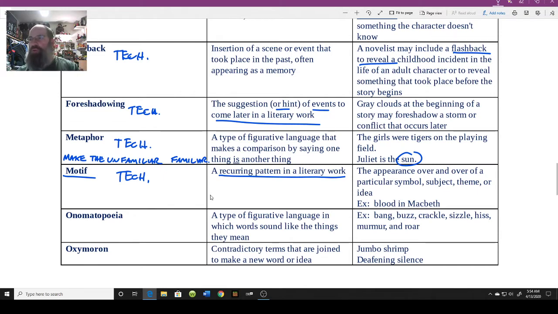I told you to not worry too much about structure. I told you to not worry too much about motif. But those things might be pretty prominent, and you might have a lot of luck with them.